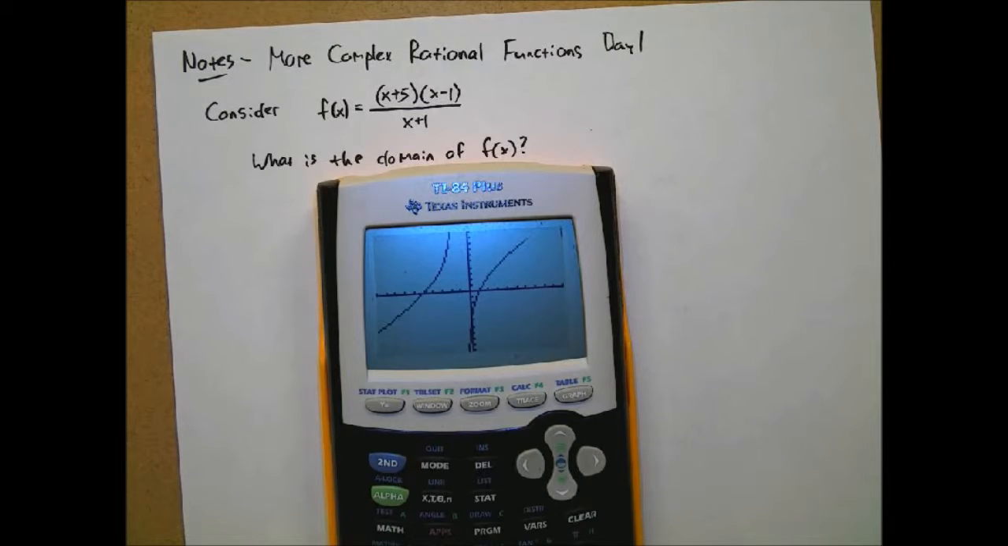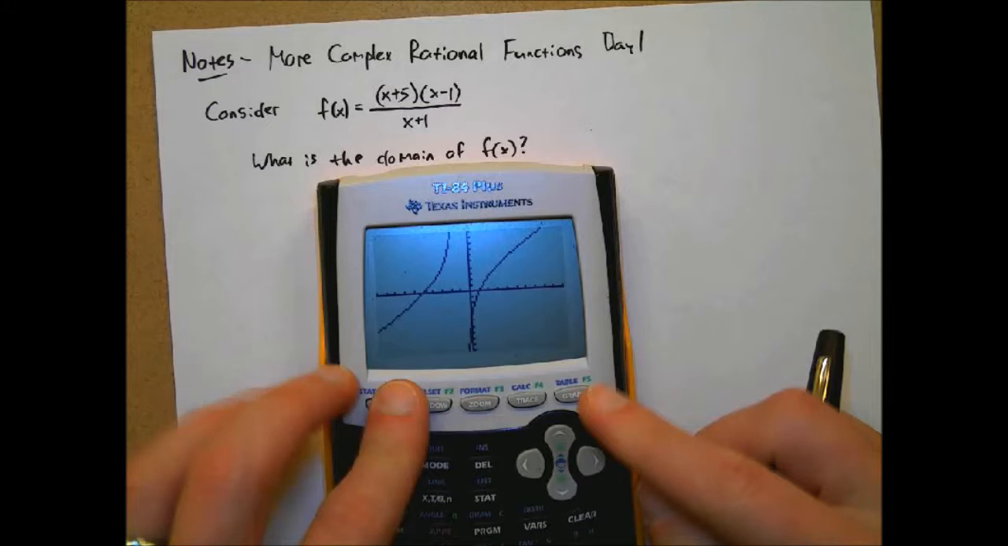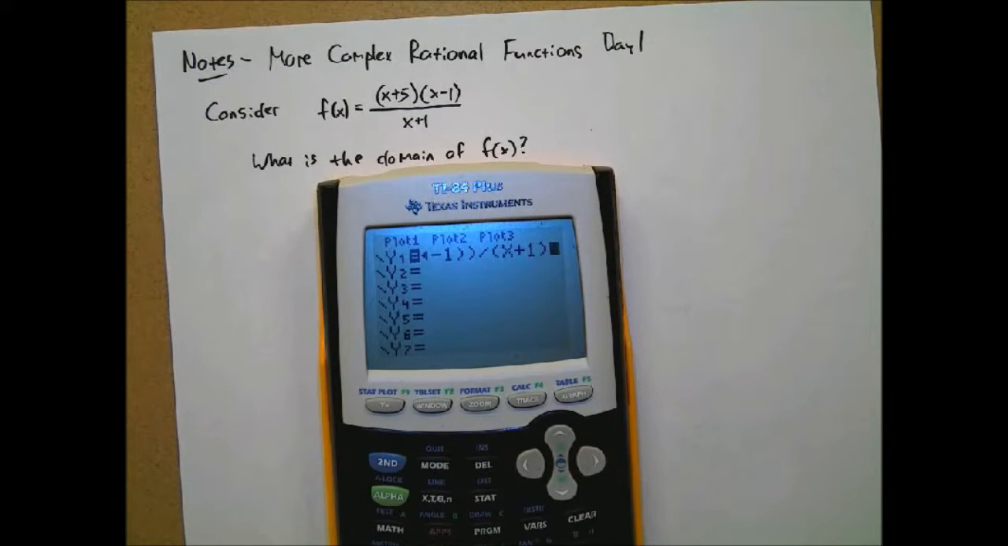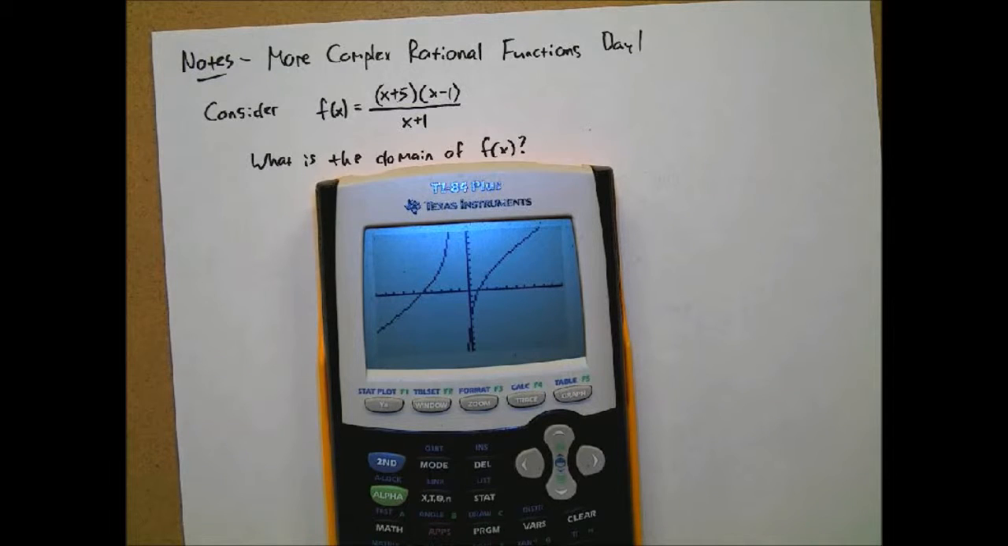Whoa. After the division, Sean put 2 parentheses? After the division, you only need one set of parentheses around the x plus 1 there. If you want to do 2, that's okay, but you don't need to do that. Okay. So here's our function.